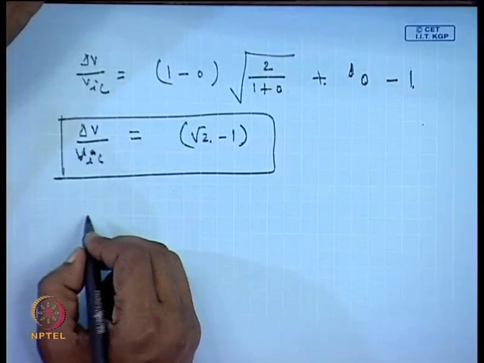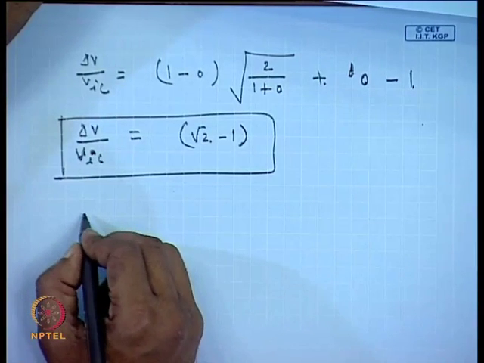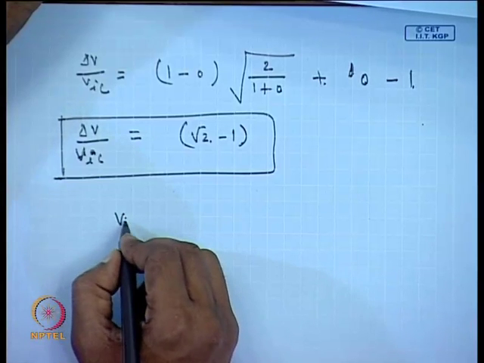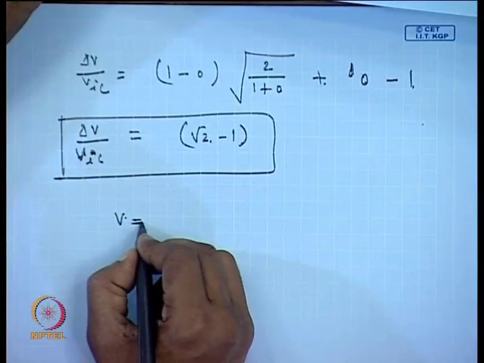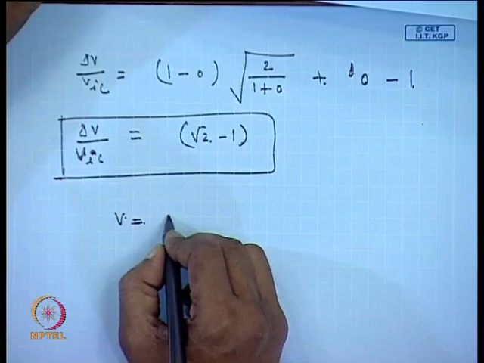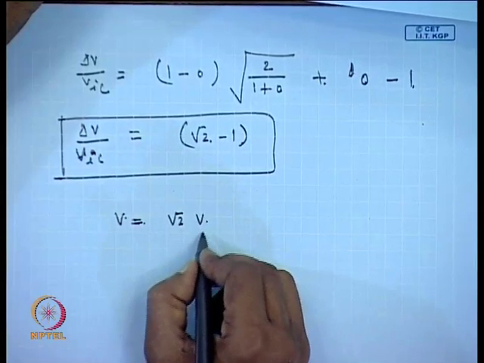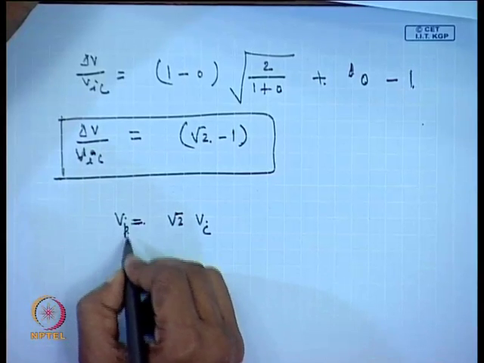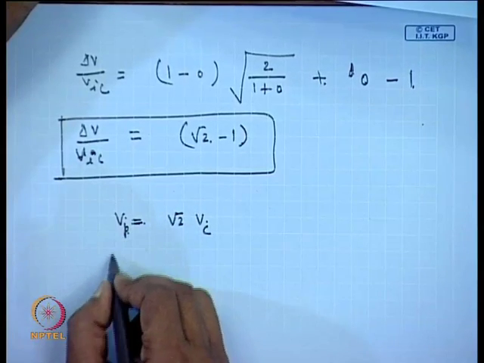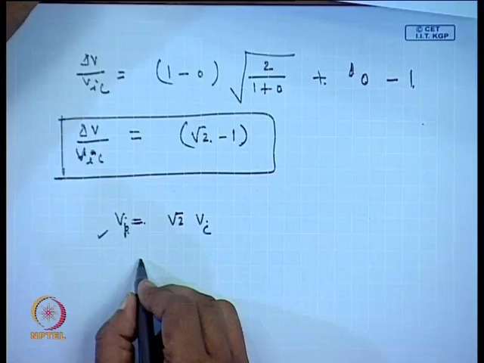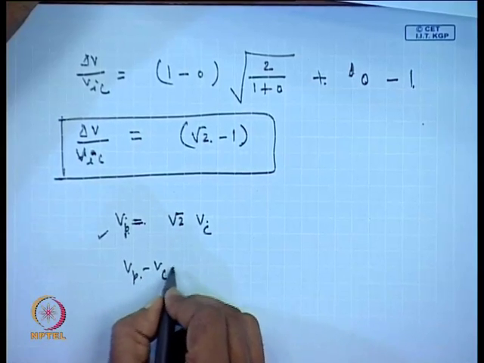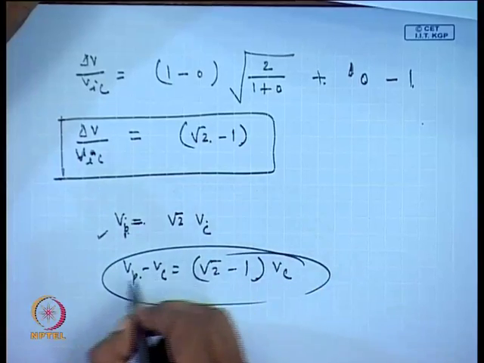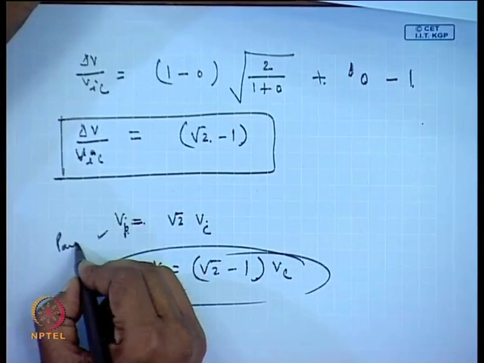So, if you remember, earlier we wrote that in the parabolic orbit the velocity will be given as root 2 times the circular orbit velocity, and therefore, the difference in velocity between the parabolic orbit and the circular orbit, V_p minus V_c, becomes root 2 minus 1 times V_c. This is the parabolic orbit.